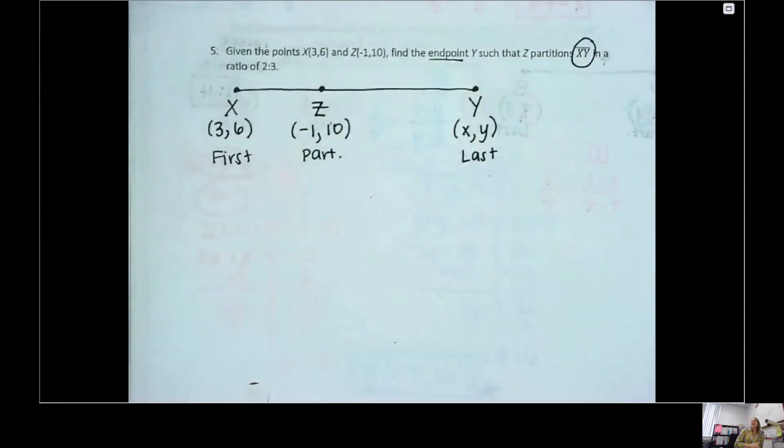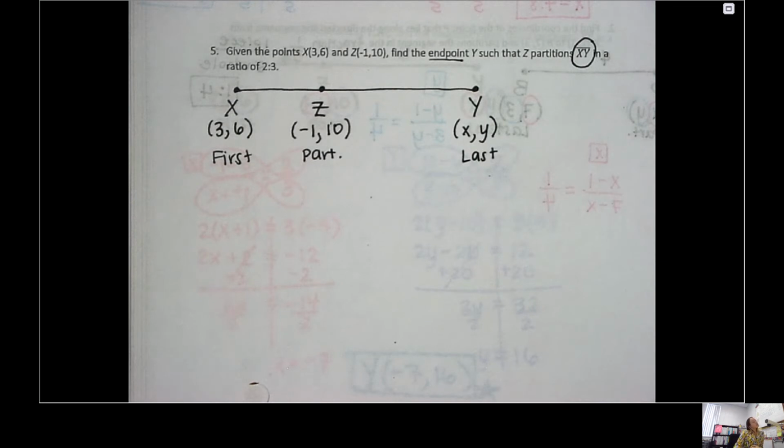Okay, so this time around, I give you the first point, I give you the partition point, you have to find the end point. We're still going to do the exact same setup. We're going to do our X's, and then we're going to do our Y's. So let's circle all of our X's.